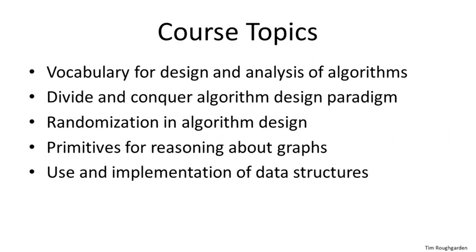The course material corresponds to the first half of a 10-week Stanford course that's taken by all computer science undergraduates, as well as many of our graduate students. There will be 5 high-level topics, and at times these will overlap. The 5 topics are, first of all, the vocabulary for reasoning about algorithm performance, the divide and conquer algorithm design paradigm, randomization and algorithm design, primitives for reasoning about graphs, and the use and implementation of basic data structures. The goal is to provide an introduction to and basic literacy in each of these topics. Much more can be said about each of them than we'll have time for here.